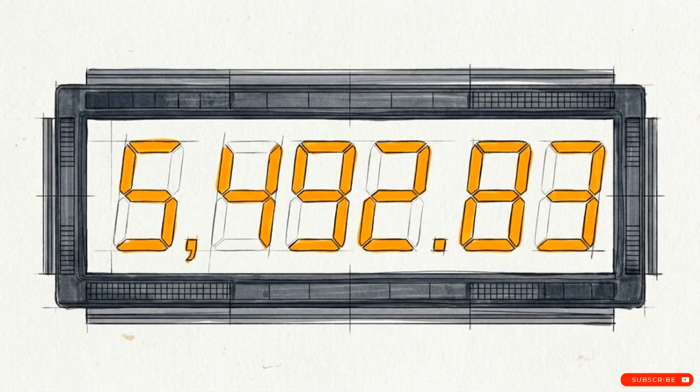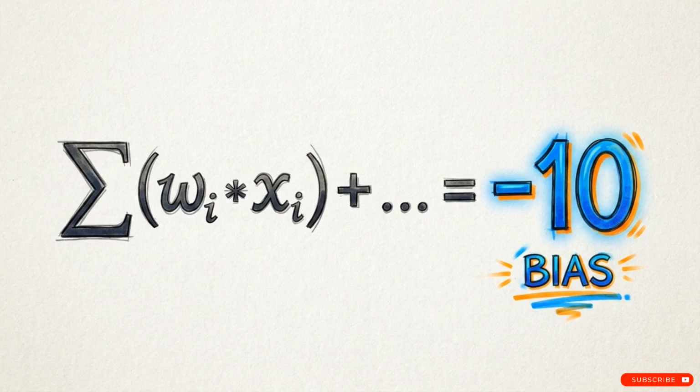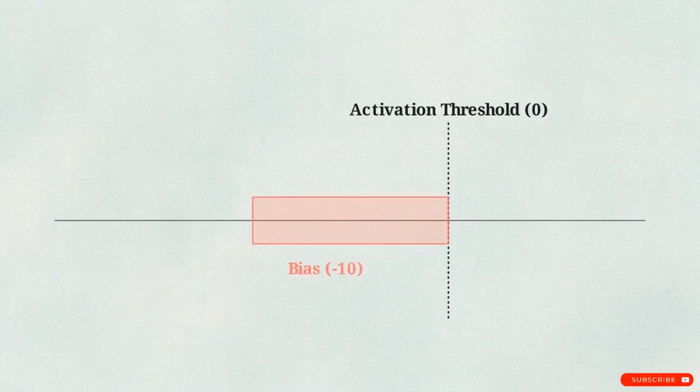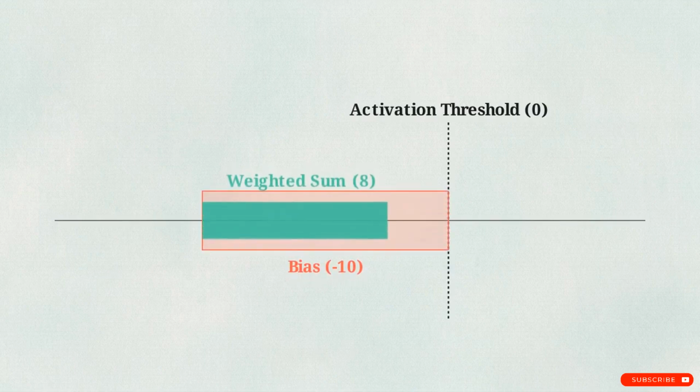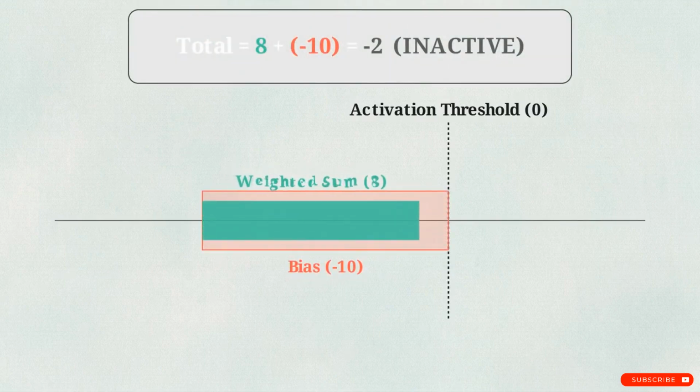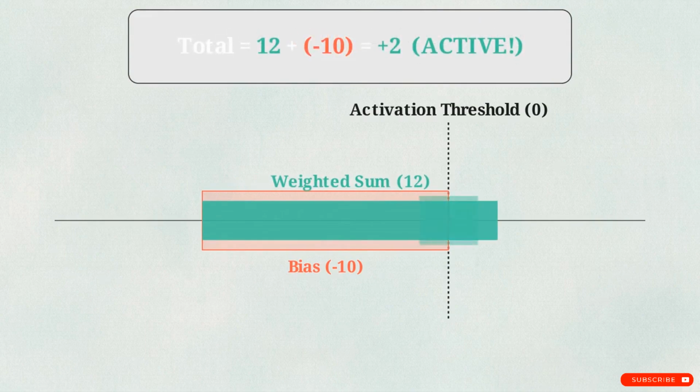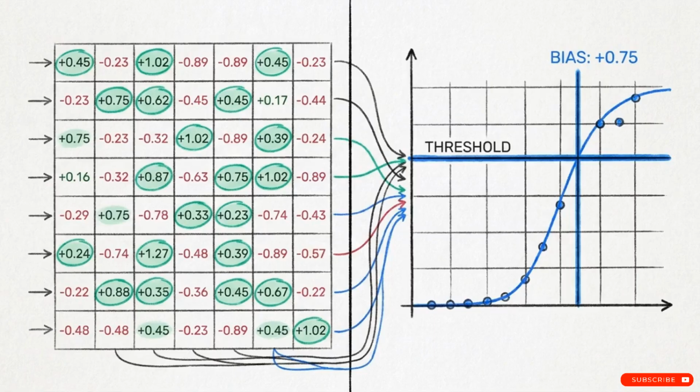However, this weighted sum could result in any number, positive or negative. We need a way to control when the neuron becomes active. This is handled by a second parameter, the bias. By adding a negative number, the bias, to our weighted sum, we set a threshold. This ensures the neuron only activates if the sum overcomes the bias. In short, the weights determine what pattern the neuron is looking for, and the bias determines how strong that pattern must be for the neuron to fire.